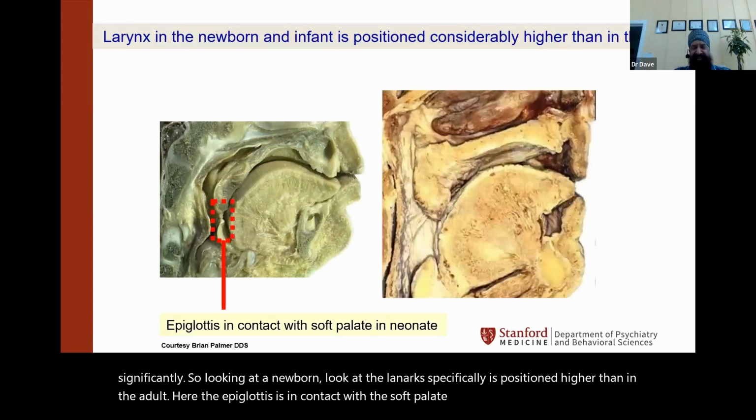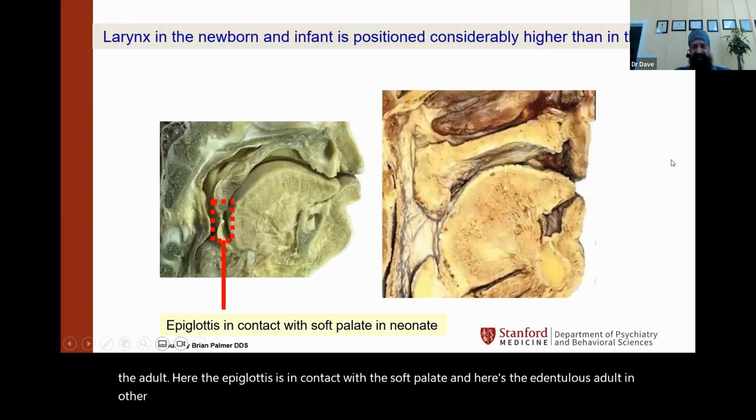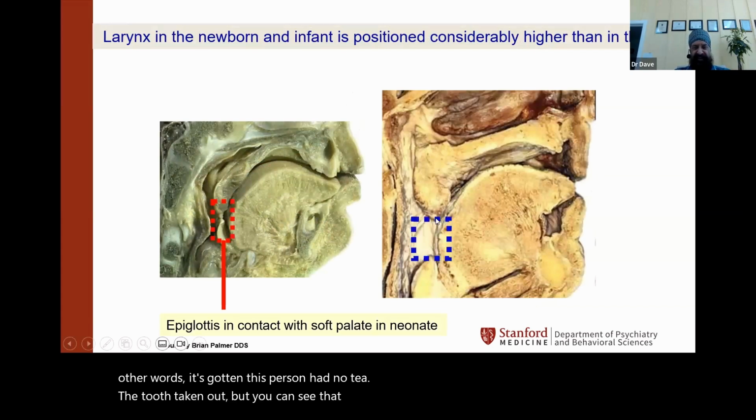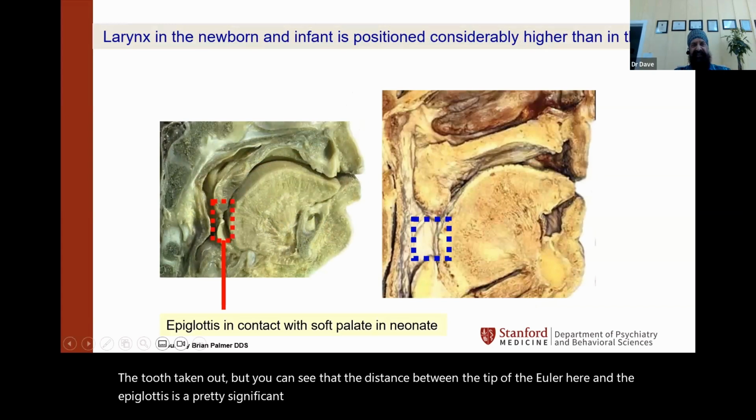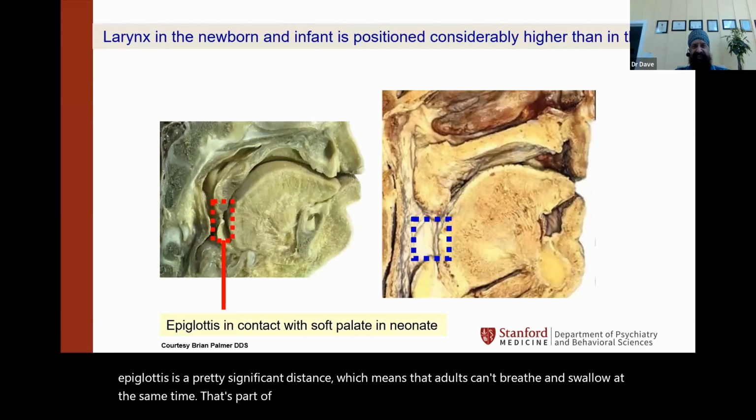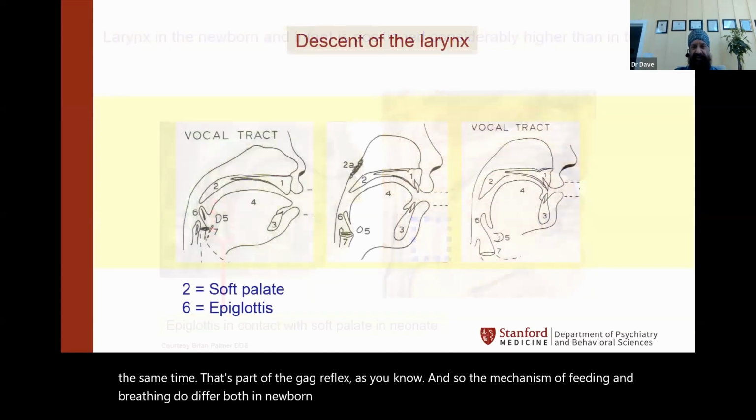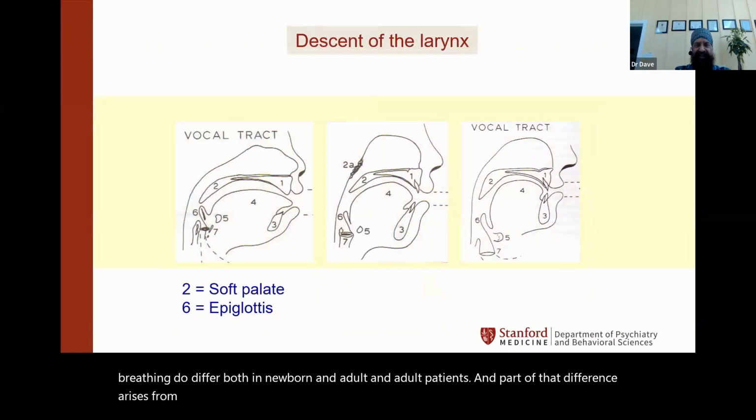And here's an edentulous adult. In other words, this person had no teeth, or the teeth taken out. But you can see that the distance between the tip of the uvula here and the epiglottis is a pretty significant distance, which means that adults can't breathe and swallow at the same time. That's part of the gag reflex, as you know. And so the mechanism of feeding and breathing do differ both in newborn and adult patients. And part of that difference arises from the descent of the larynx.